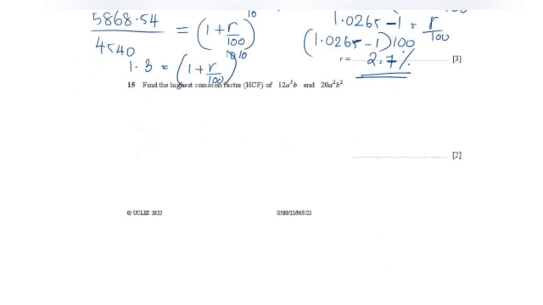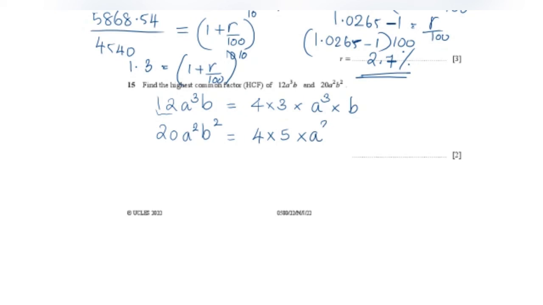Moving to question number 15. Find the highest common factor of 12a cube b and 20a square b square. Let us write down the factors. 12 is 4 times 3 times a cube times b. So we can write it this way in order to make it easier. And 20 is 4 times 5 times a square b square. So the given terms can be written like this.